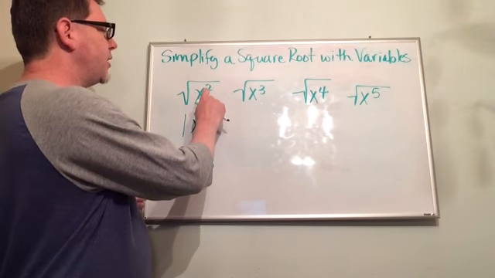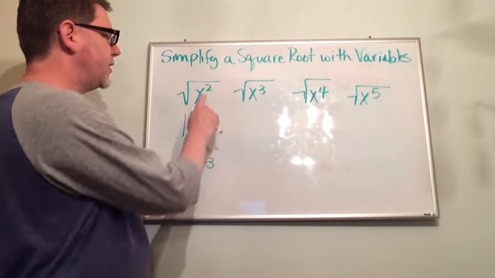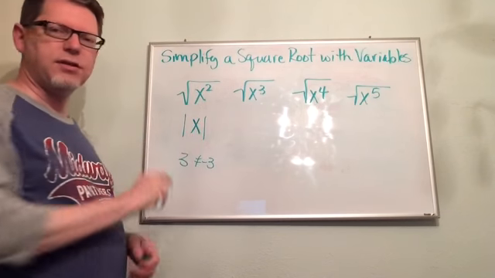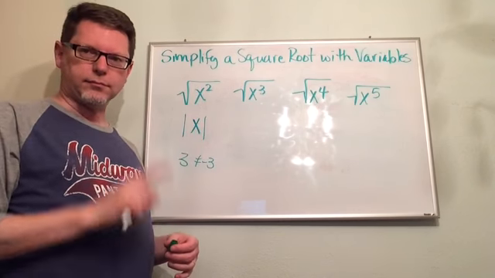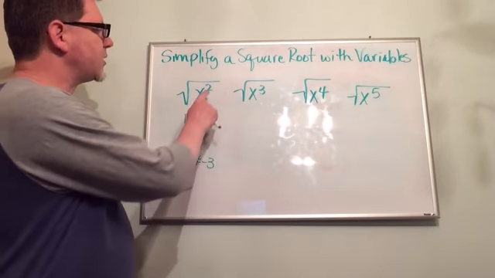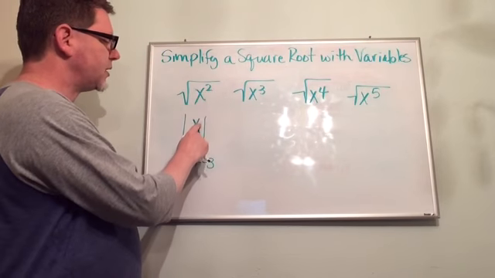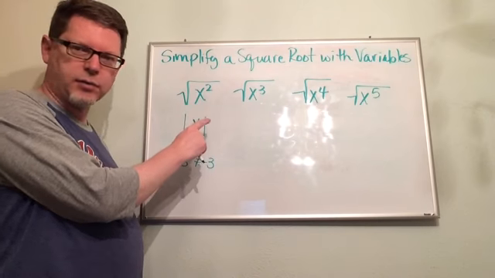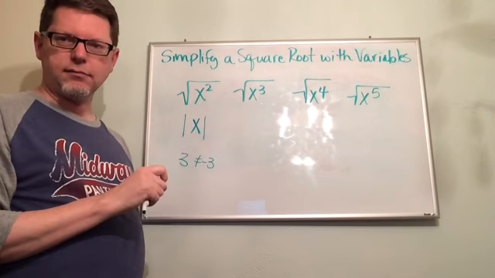When the exponent under the radical is even and the exponent outside of the radical is odd, then I have to use the absolute value. I'll say that again. When the exponent under the radical is even and the exponent outside the radical is odd, because this is a 1, and 1 is an odd number, then I have to use the absolute value sign.